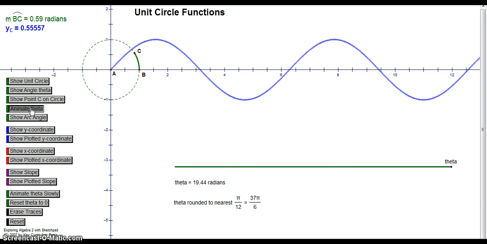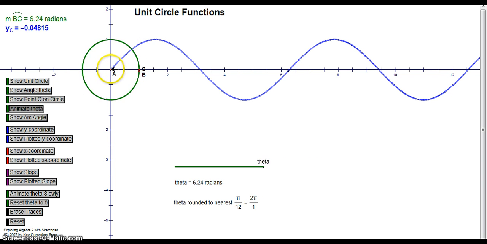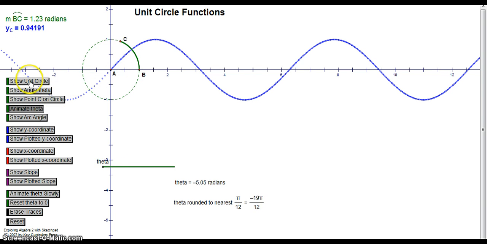If I speed this up a little bit, I'll see that as theta starts to come back, the graph doesn't just start at the point 0, 0. So the curve is also going to go off in the negative direction as well, as theta goes around the curve in the negative direction. So this is how we can develop the sine curve.